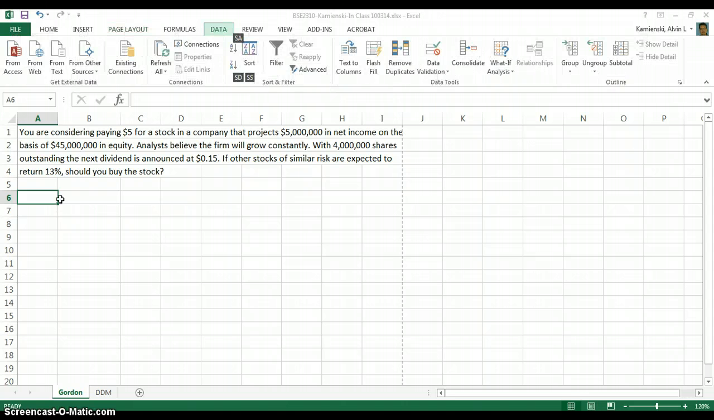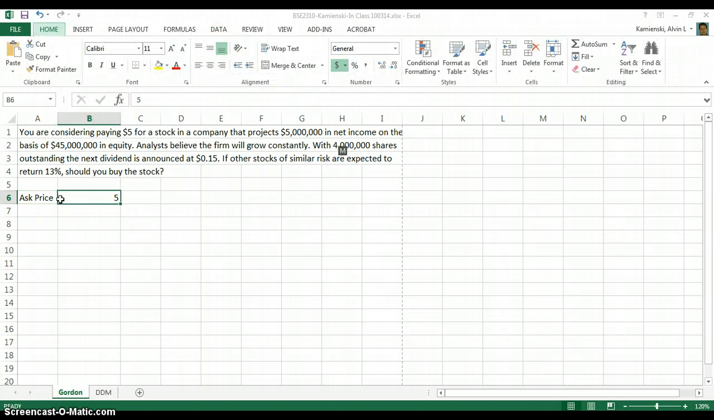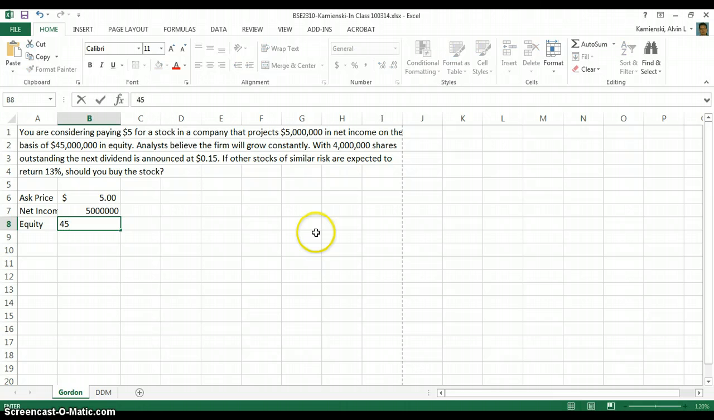So the asking price of this stock right now is $5, and that is what you are considering paying for this. Now, when you're doing your analysis, though, you see that net income is projected at $5 million and that equity is currently $45 million.